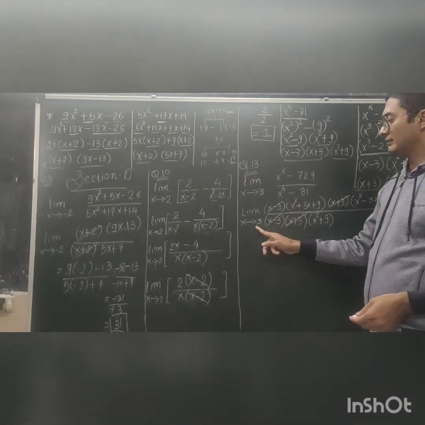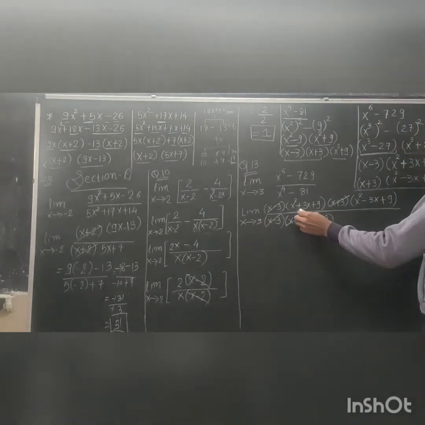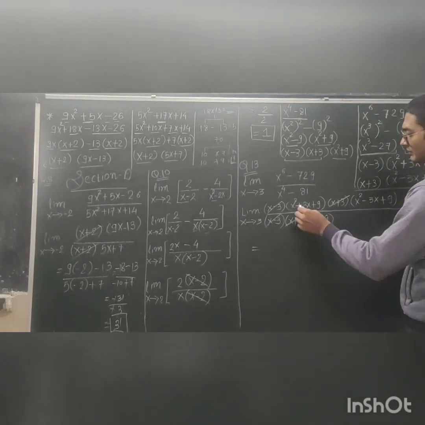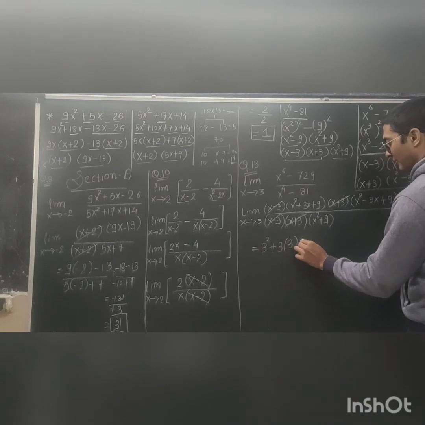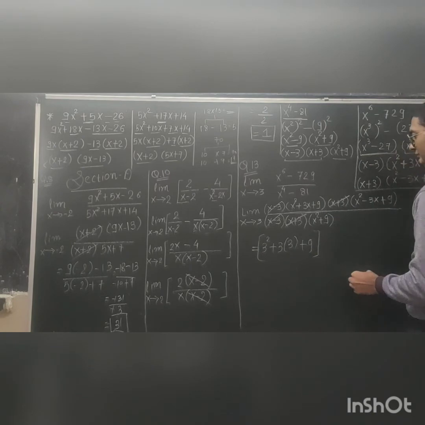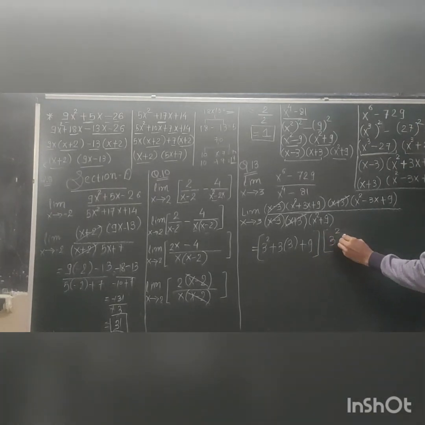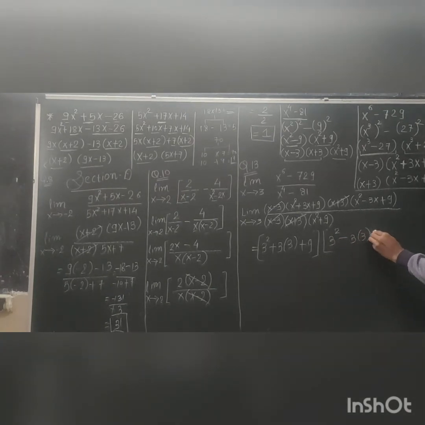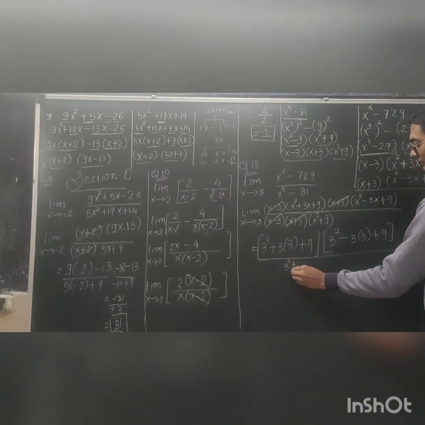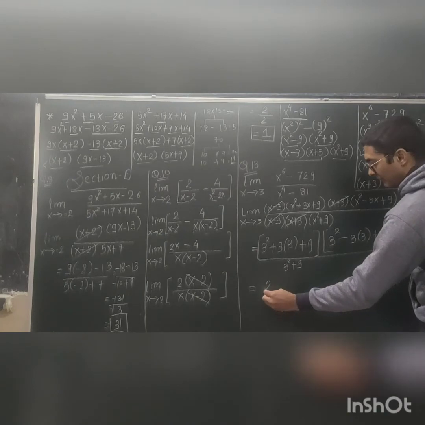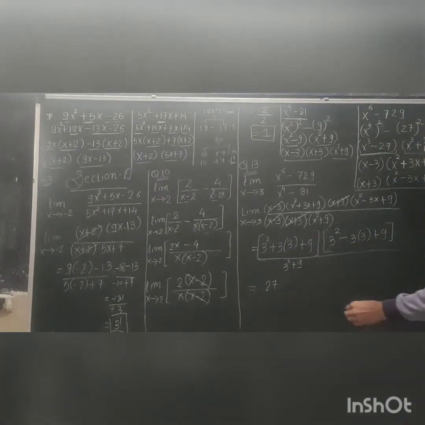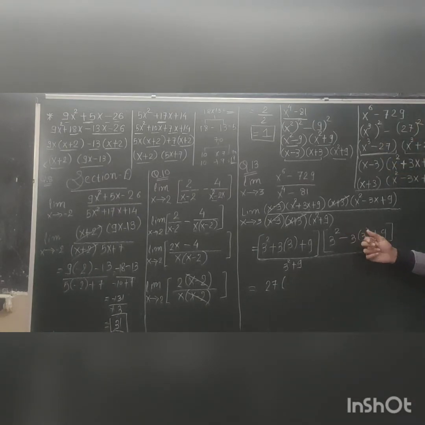So now, instead of x, I am putting the value of the limit, that is 3. So here, 3 square plus 3 in bracket, instead of x, 3, plus 9. This is for the first bracket. Now the same I am applying for the second bracket: 3 square minus 3 in bracket 3 plus 9, divided by x square plus 9, 3 square plus 9. So here 3 square is 9 plus 9 plus 9, it becomes 27. Whereas in the second bracket, 3 square 9, again 9, but here positive 9, negative 9, cut.